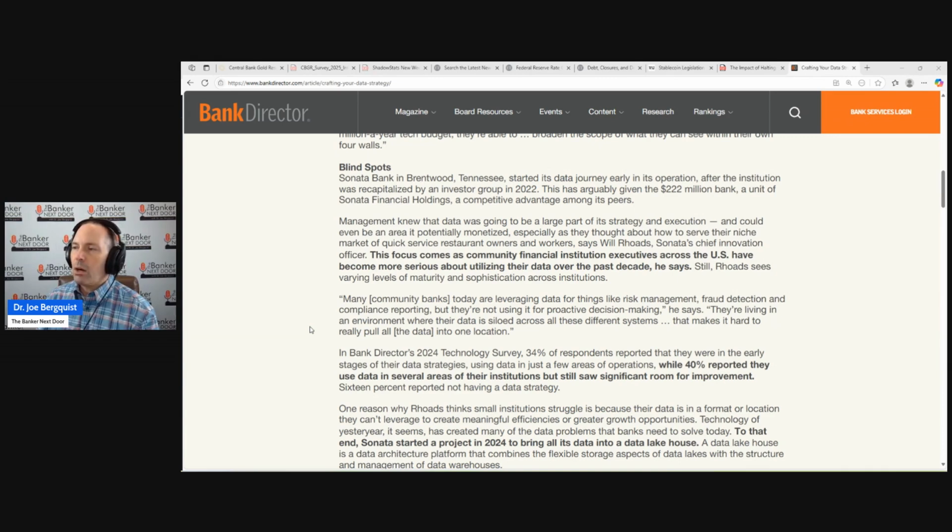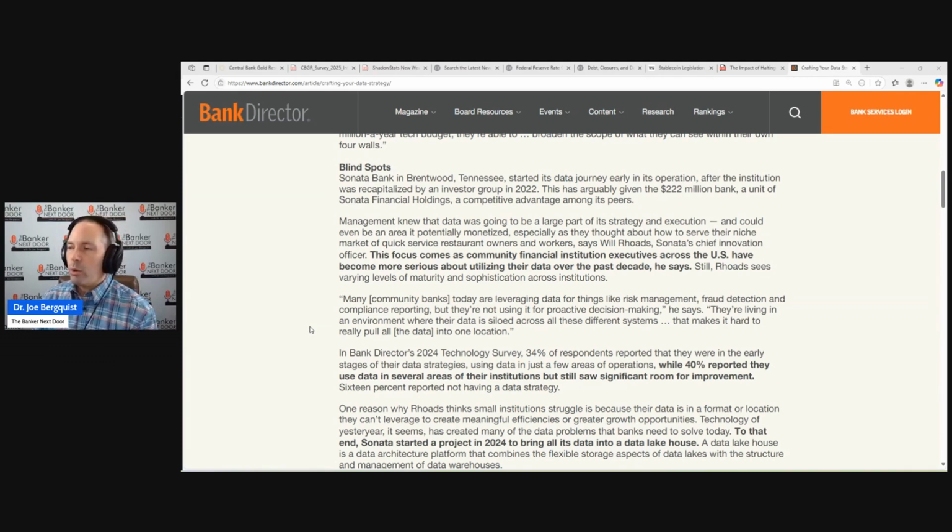This focus comes as community financial institution executives across the U.S. have become more serious about utilizing their data over the past decade, he says. Still, Rhodes sees varying levels of maturity and sophistication across institutions. Many community banks today are leveraging data for things like risk management, fraud detection, and compliance reporting, but they're not using it for proactive decision-making, he says. They're living in an environment where their data is siloed across all these different systems. That makes it hard to really pull all the data into one location. That's correct. I can't really argue with that.